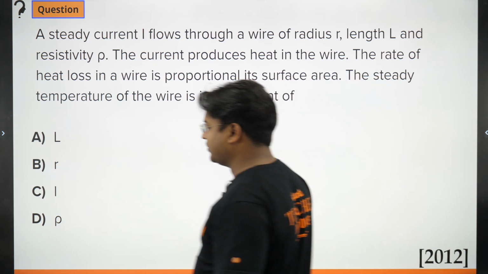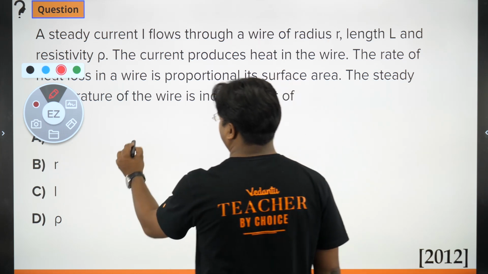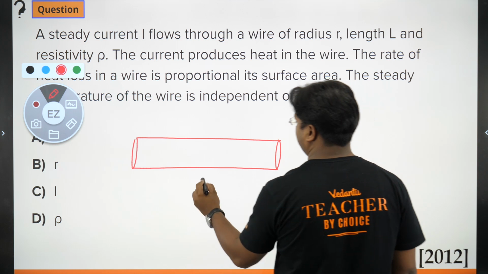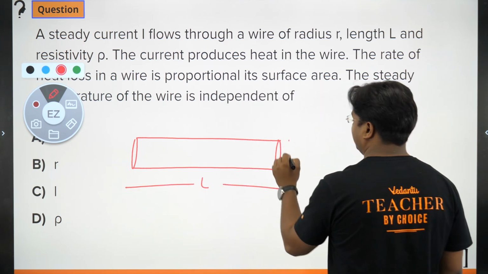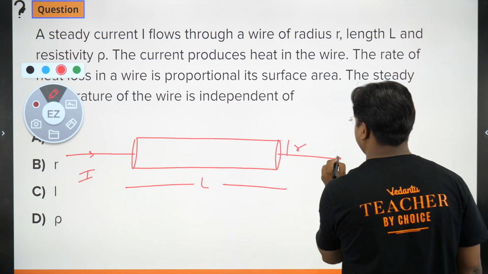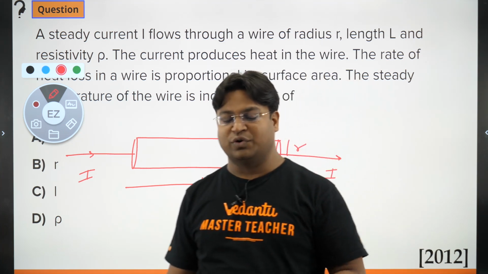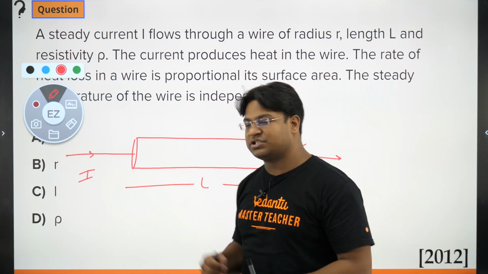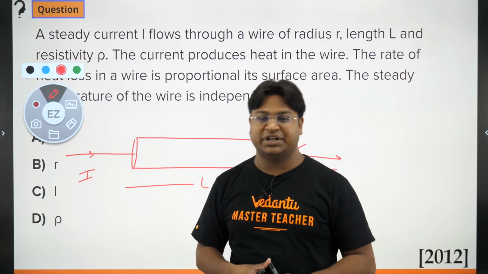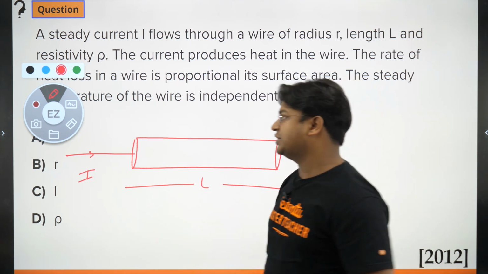So let's try to understand what all is going on here. The situation is somewhat like this. Let's say this is a wire of length L, radius R, some current is flowing through it, and it has got some resistivity also. So what will happen when the current just begins to flow? As current begins to flow, this particular wire is going to generate heat because it has got some resistance. As it generates heat, its temperature will become more as compared to the surrounding temperature.